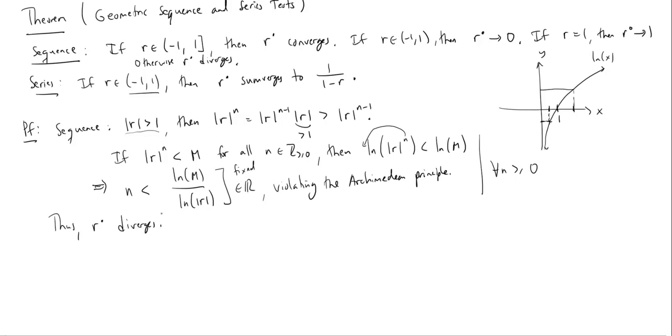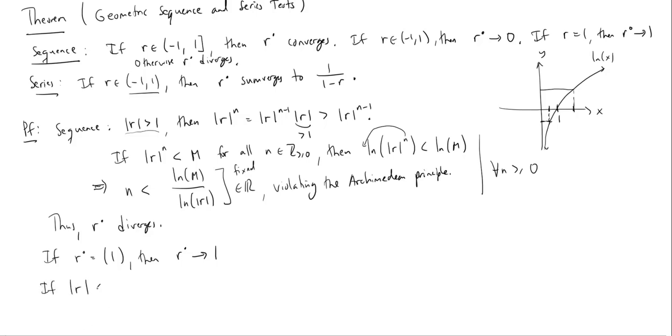Okay, well, what if it's in between -1 and 1? Well, we've already handled this case, right? If r to the n is just equal to the sequence 1, because r is equal to 1, then, of course, it converges to the number 1. Fine, so let's look at the case where the absolute value of r is less than 1.